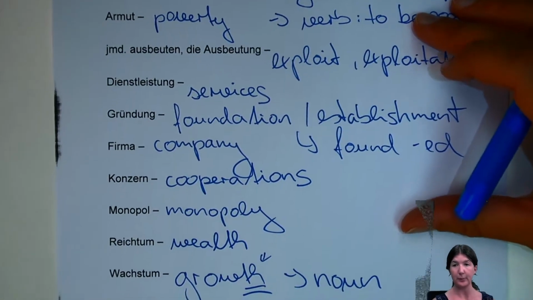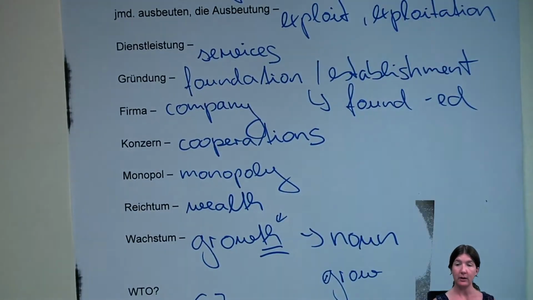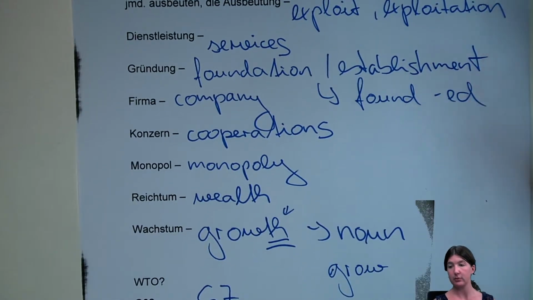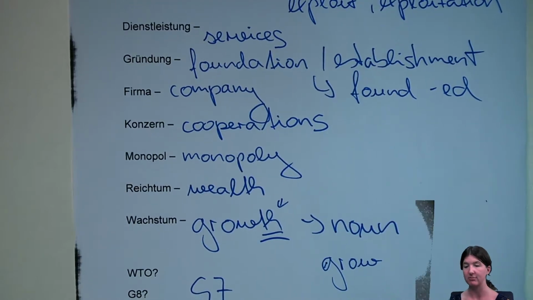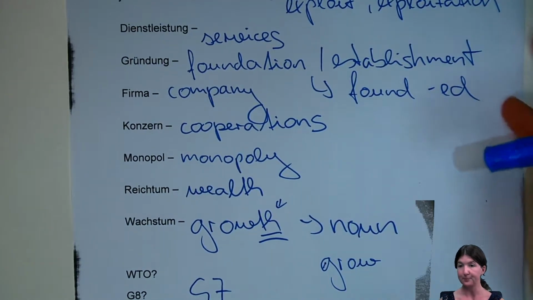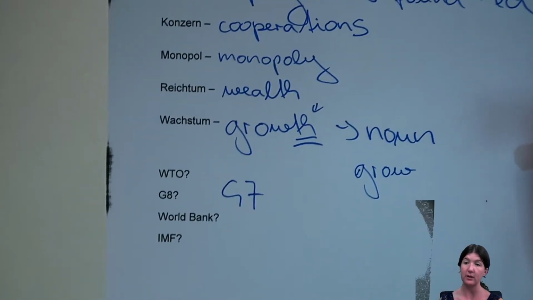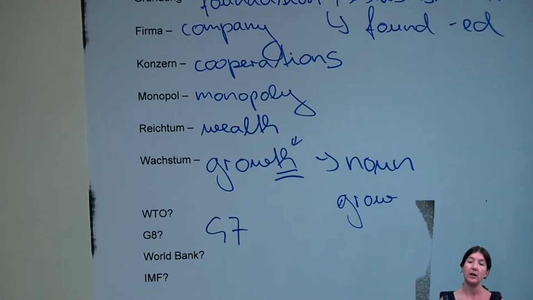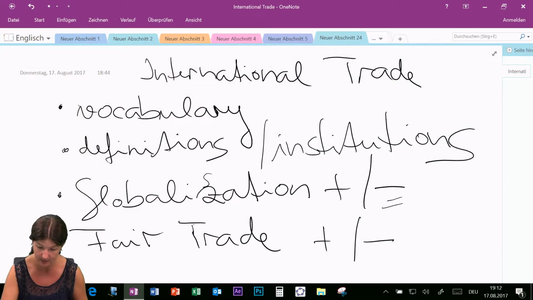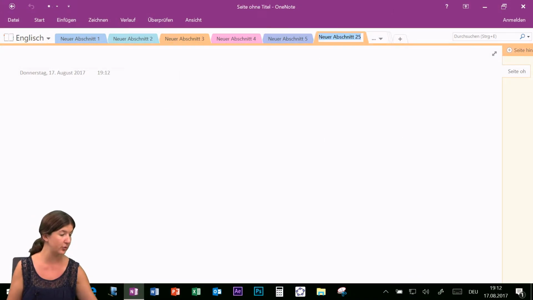A firma is a company. A concern, so a slightly bigger one, a corporation. Only one company being the leader on the market, a monopoly. Wealth, for Reichtum, growth, to grow, grown, irregulars. Easy one. There's also some definitions that you should have ready, I suppose, but I'm gonna write them down here so it's easier for you to follow.